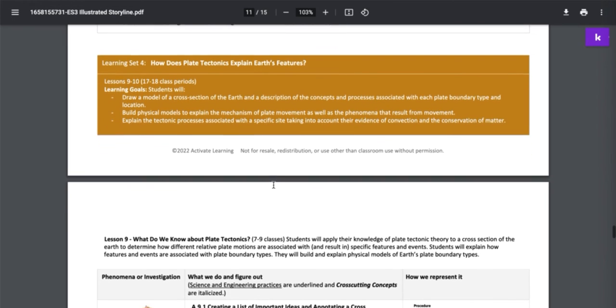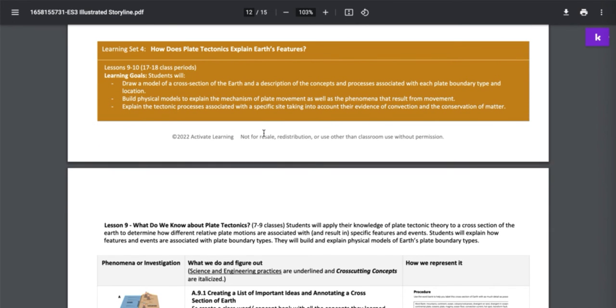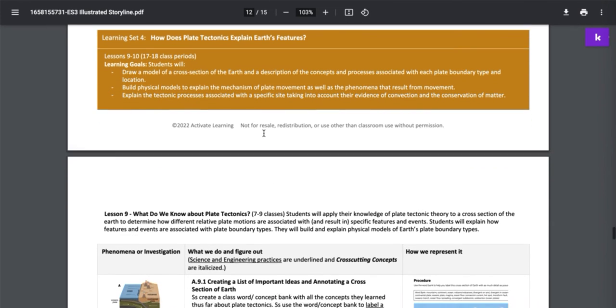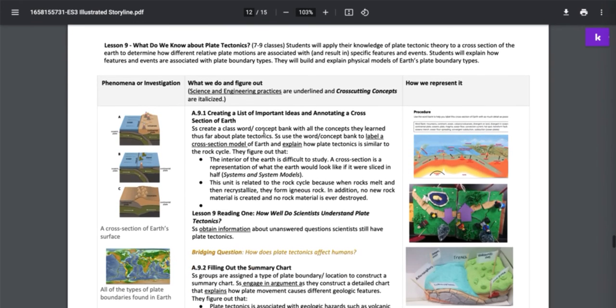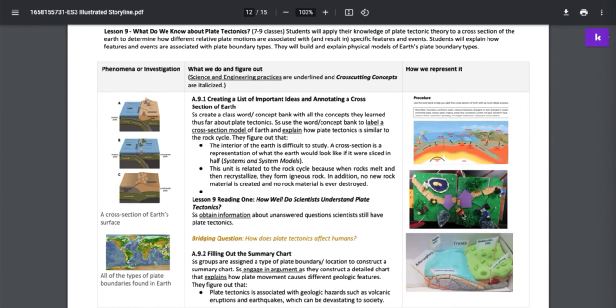And then the final one, learning set 4, how does plate tectonics explain the features of the earth? Then you're really getting into this large-scale modeling of what does a subduction zone look like, what do transform faults look like. This image is a classic image. It shows all of them. Here's a spreading zone. I guess there's a spreading zone there. Subduction zone, all those things.